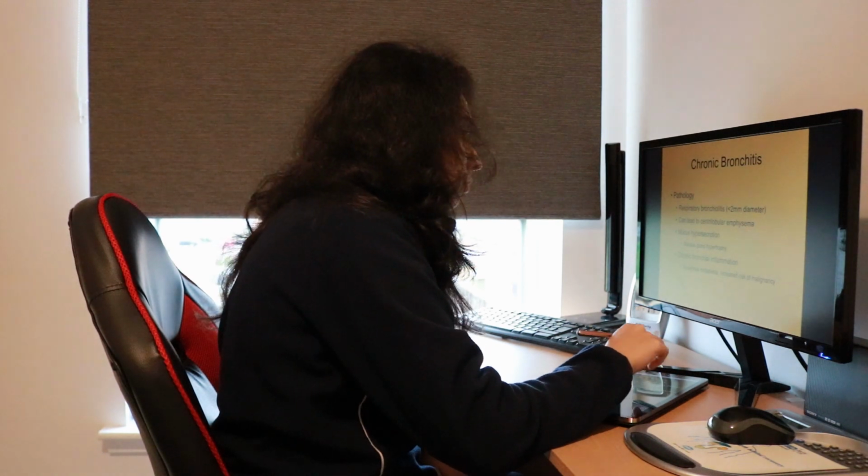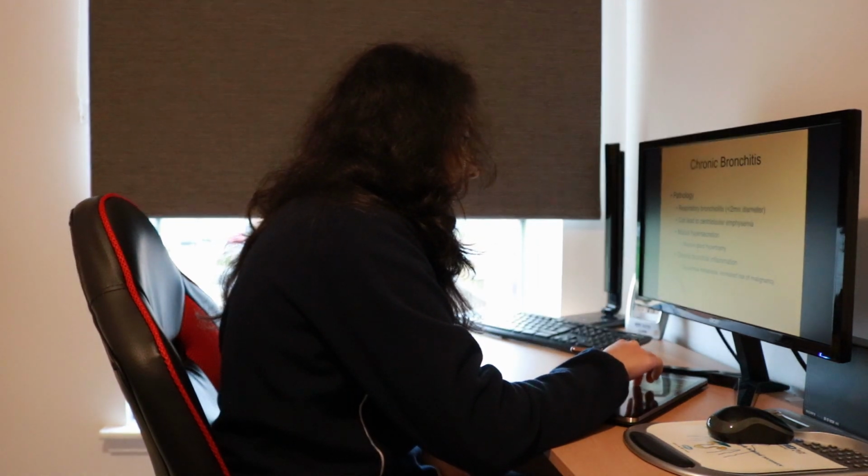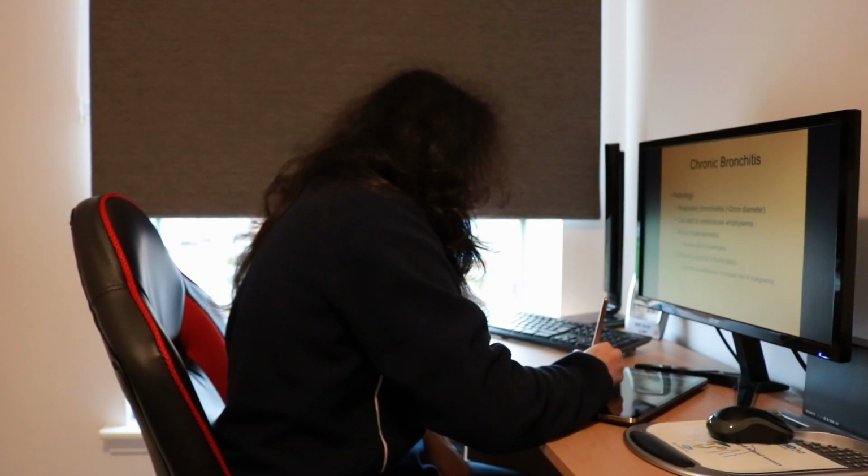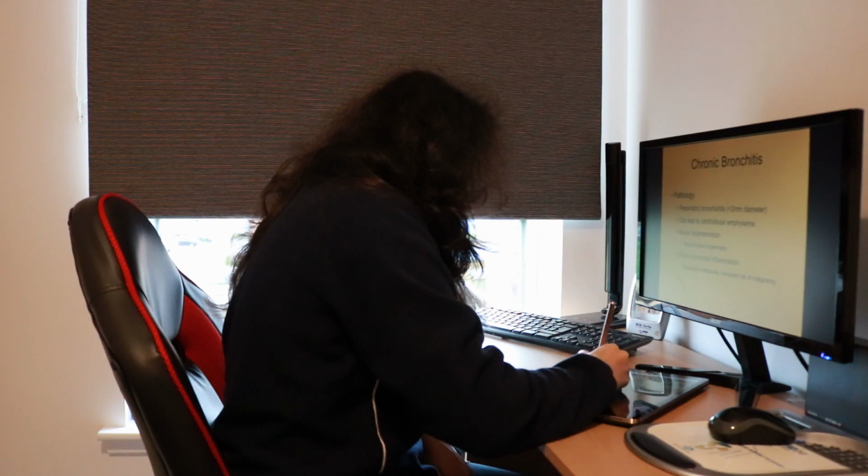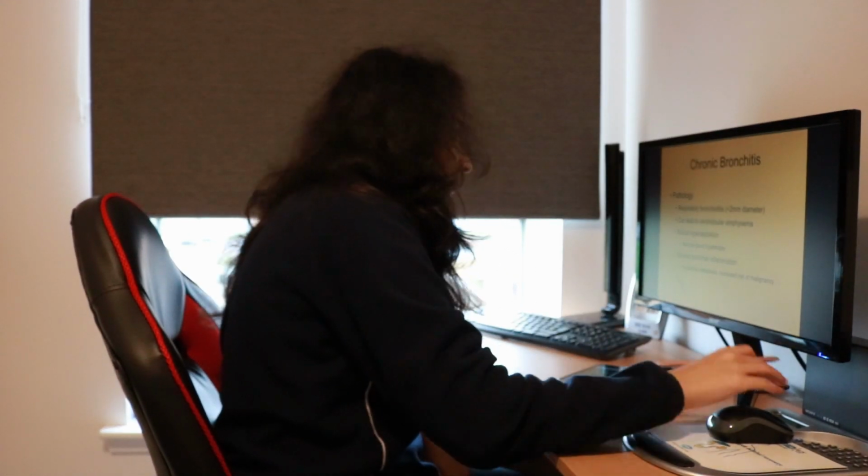The pathology of chronic bronchitis largely relates to the respiratory bronchioles, where there is a respiratory bronchiolitis affecting airways less than 2 millimeters in diameter. And this can lead to central lobular emphysema, which I'll come back to shortly. And you'll see straight away.